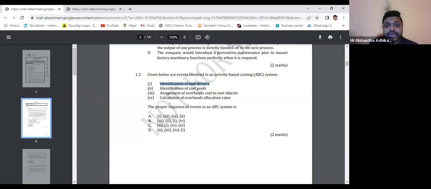Third should be calculation of overhead allocation rate. That means the given cost should be divided by the cost driver. Then you will calculate the absorption allocation rate. Then assignment of overhead cost to the cost object.